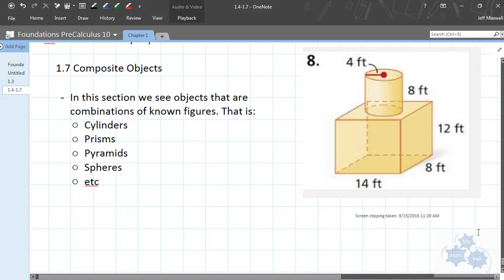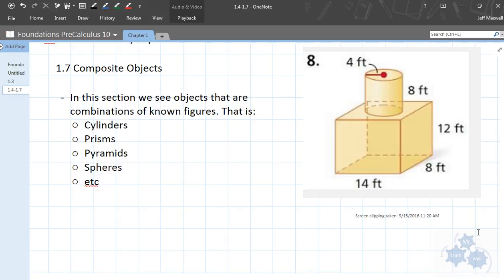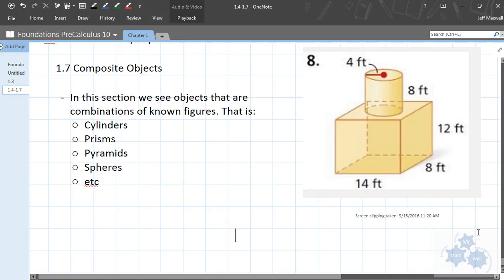So in this section 1.7 in your Foundations 10 textbook, starting on page 55, we're dealing with surface areas and volumes of composite objects. And to the right here you see that this is an example of a composite object. We have a rectangular prism and a cylinder. And they're kind of stuck together, right?